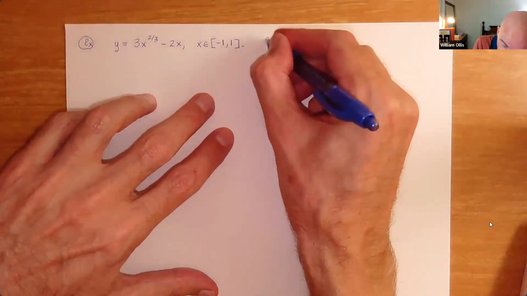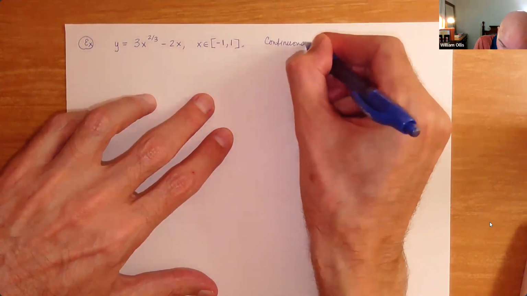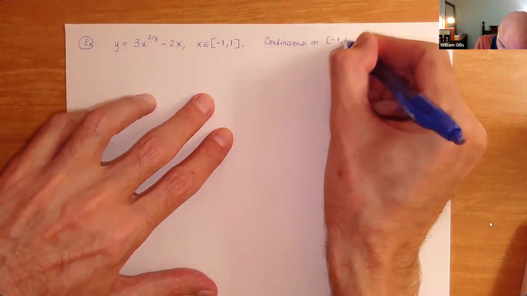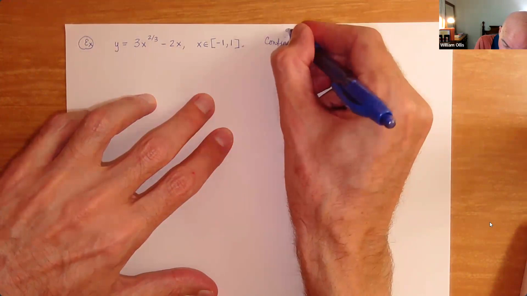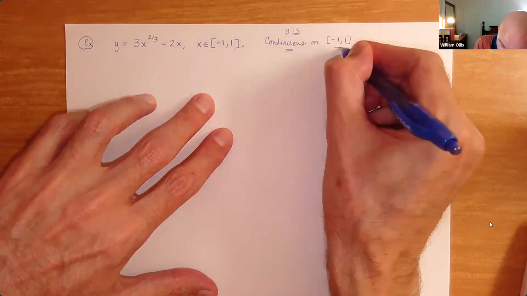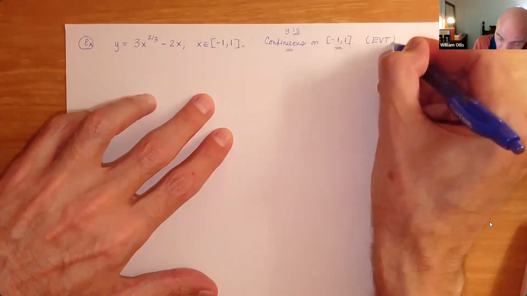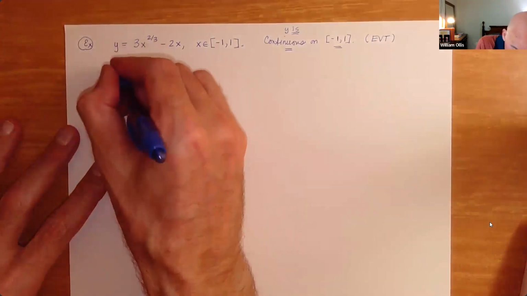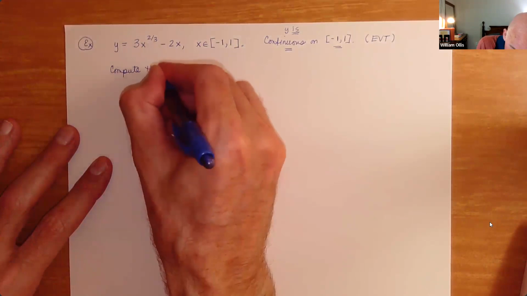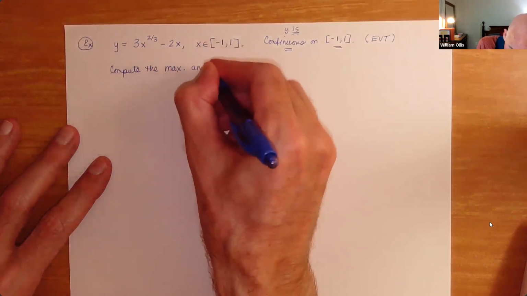So let's write this down. Continuous on -1 to 1. So I'll just type up here, y is continuous on the closed bounded set. So that provides what? EVT. So what we want to do is compute the maximum, and I'll just say max and min.